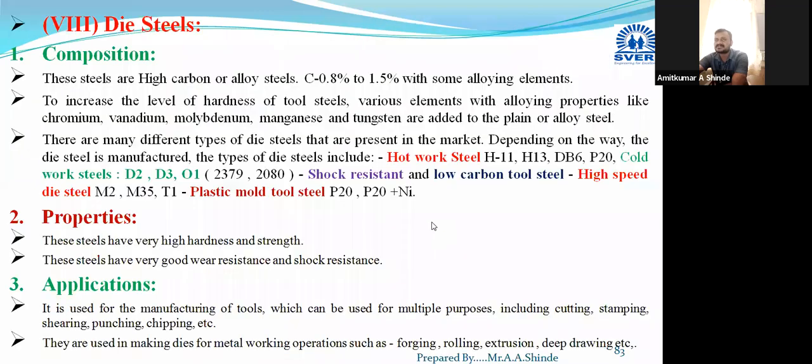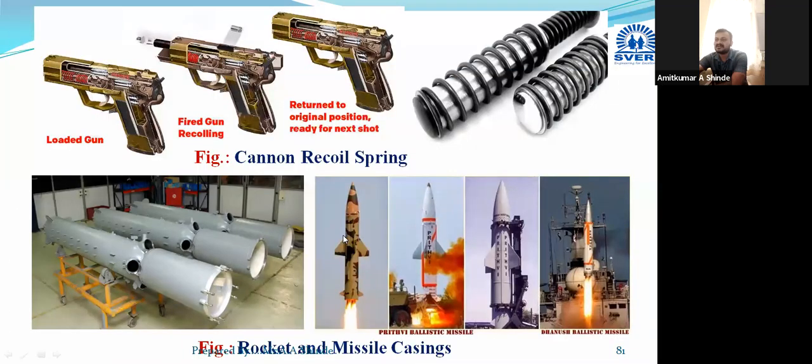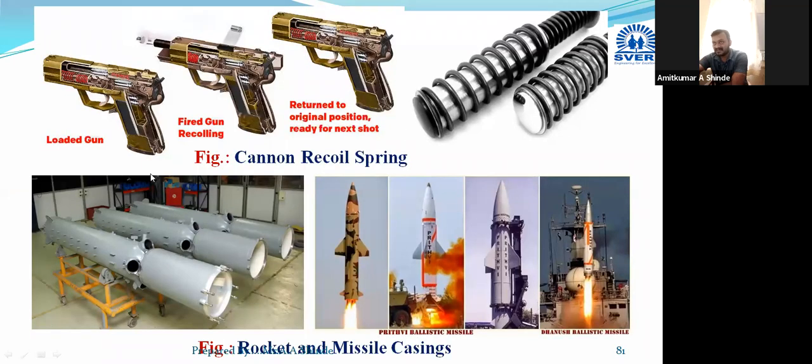And then next, these are lots of pictures I have added. So in this way, this maraging steel is used for manufacturing of airframe, injection mold, dies, and cannon recoil spring used in the gun, which helps for loading the gun and firing the gun.